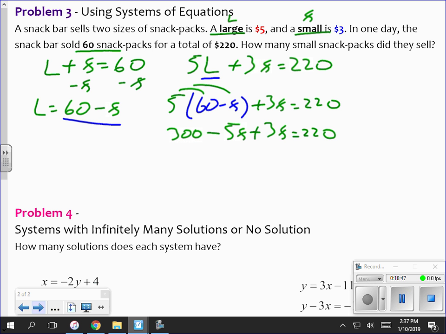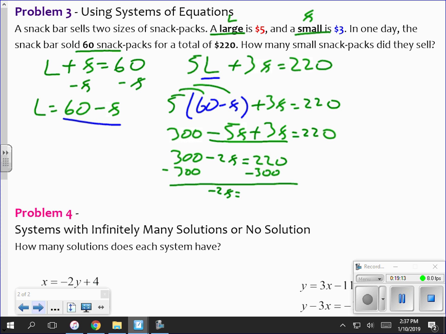Distribute, combine like terms. Negative 5S plus 3S. Negative 5 plus 3 is negative 2. 300 minus 2S equals 220. Now it's a 2-step equation from here. Subtract 300. I get negative 2S is equal to negative 80. Divide by negative 2. And the number of smalls is 40. They sold 40 smalls.